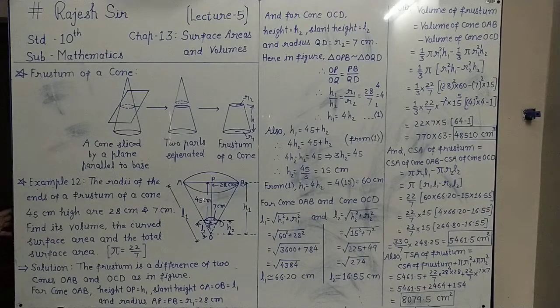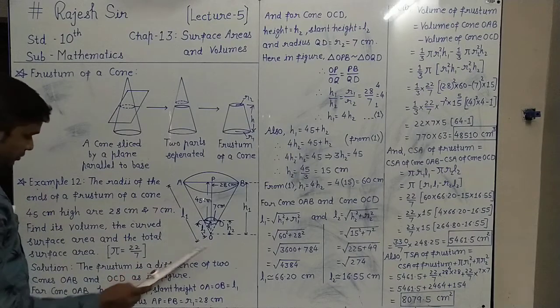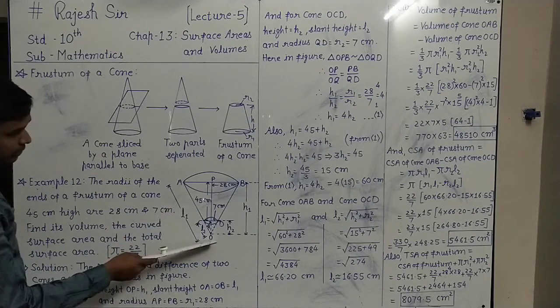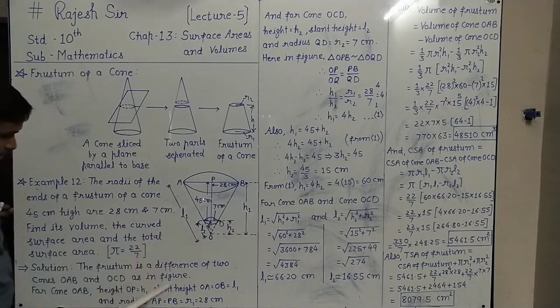Now for the cone, you know very well that for cone OAB, the big cone, the full height OP, from O to P, is the full height of the cone, and it is considered as H1.